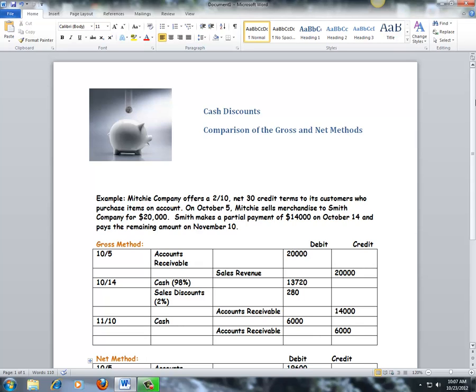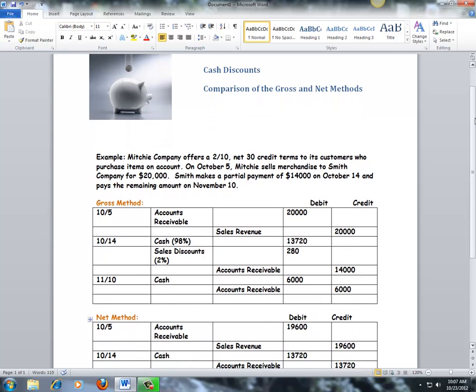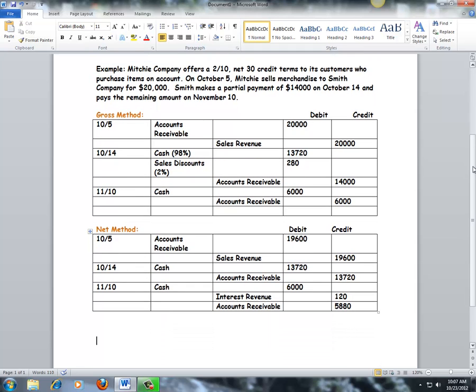revenue. Here's an example of Mitchie Company, who offers a 2/10 net 30 credit term to all its customers who purchase on account. And once again, that 2/10 means a 2% discount if payment is received in 10 days. Otherwise, all of it's due in 30 days. We have a customer that's going to come in and purchase. So on October 5th, Mitchie sells merchandise to Smith Company for $20,000. Smith makes a partial payment of $14,000 on October 14th, and then he pays the remaining amount, $6,000, on November the 10th. So here's a comparison of the two methods in a little chart that follows.